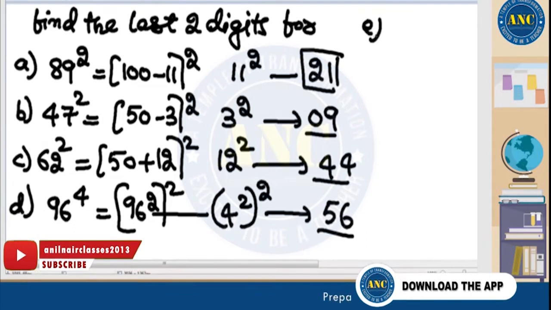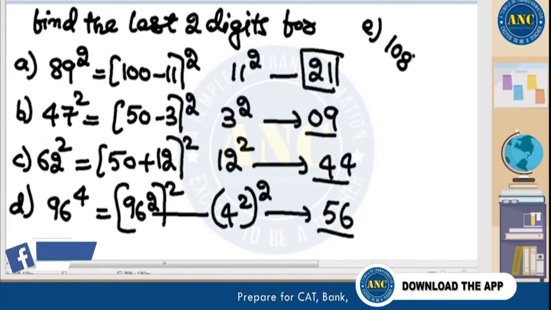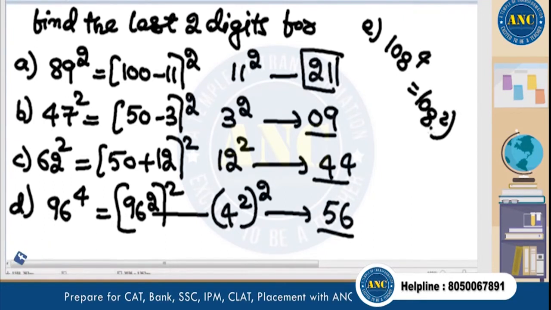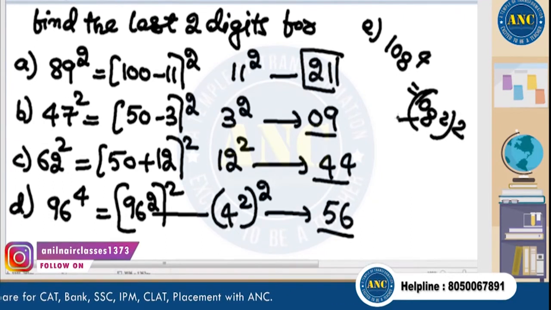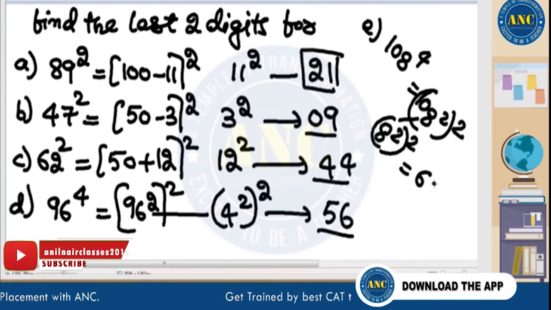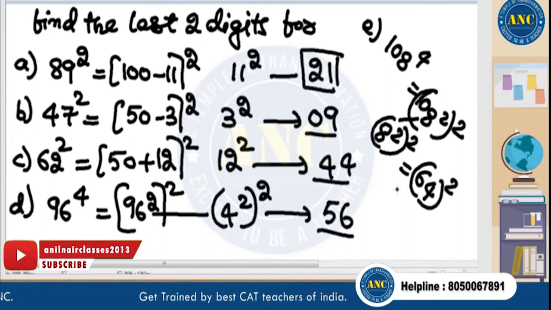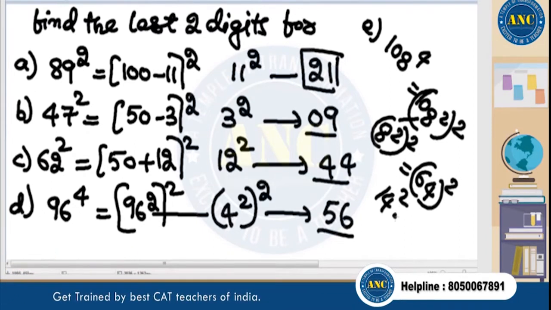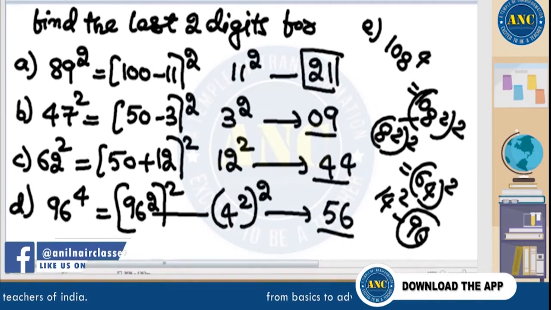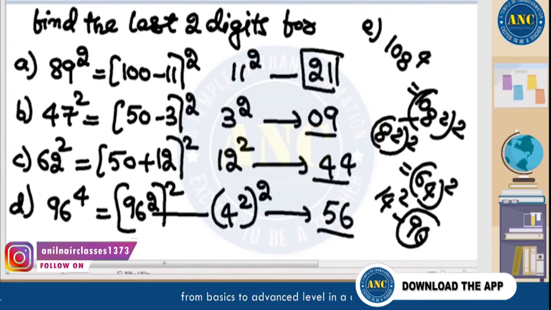256. Find the last two digits for 108 power 4, which is 108 square whole square. 108 square is 8 square whole square. 64 square. 64 is 50 plus 14. 14 square is 196.